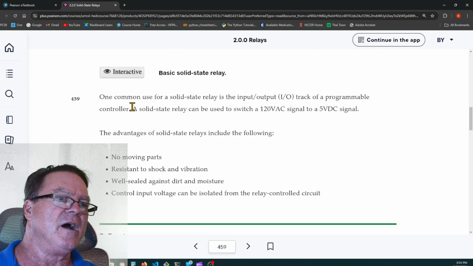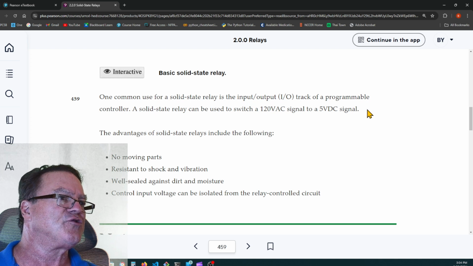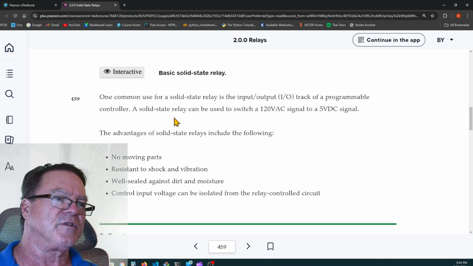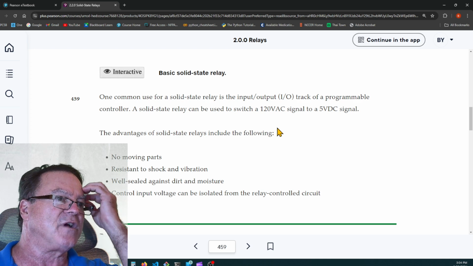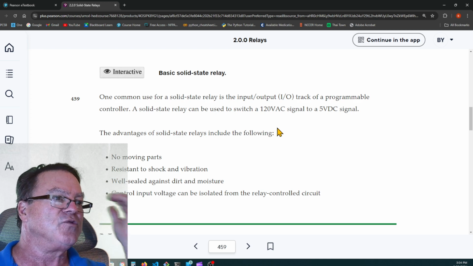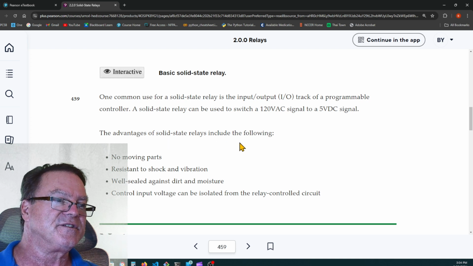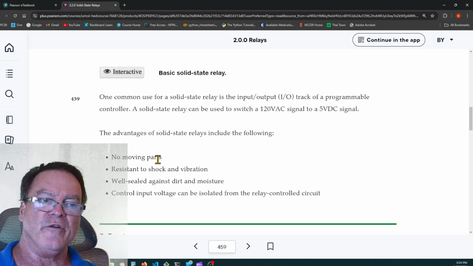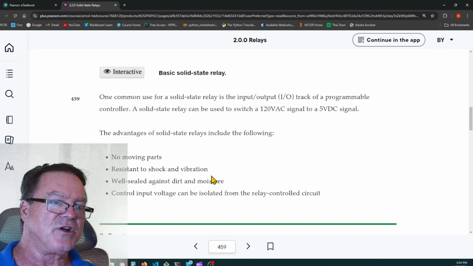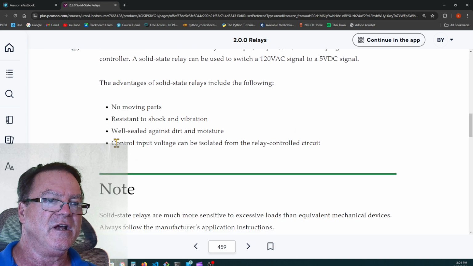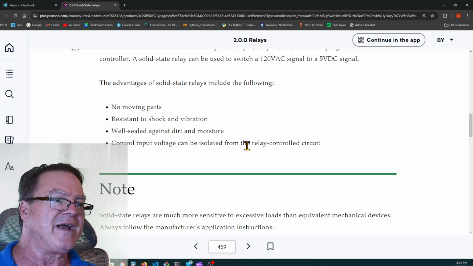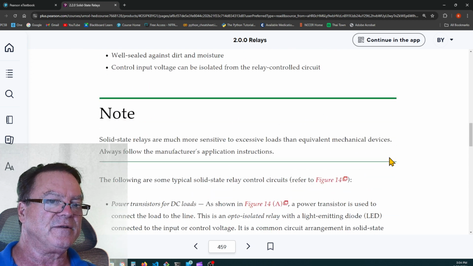But anyway, one common use for a solid-state relay is the input-output track of a programmable controller. A solid-state relay can be used to switch a 120-volt AC signal to a 5-volt DC signal. The advantages of solid-state relays include the following: no moving parts, resistant to shocks or vibration, well sealed against dirt and moisture. Control input voltage can be isolated from the relay controlled circuit.